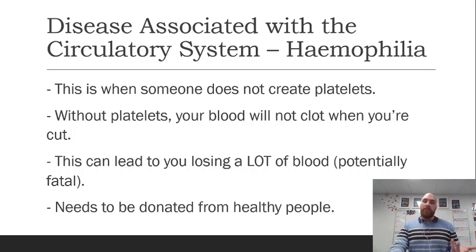I like giving you a disease associated with the circulatory system. So this one we're going to talk about is haemophilia. This is when someone doesn't create platelets. Without platelets, your blood's not able to do this. So if it's not doing that, when you get cut, what's stopping it from coming out? The answer, if you have haemophilia, is nothing.